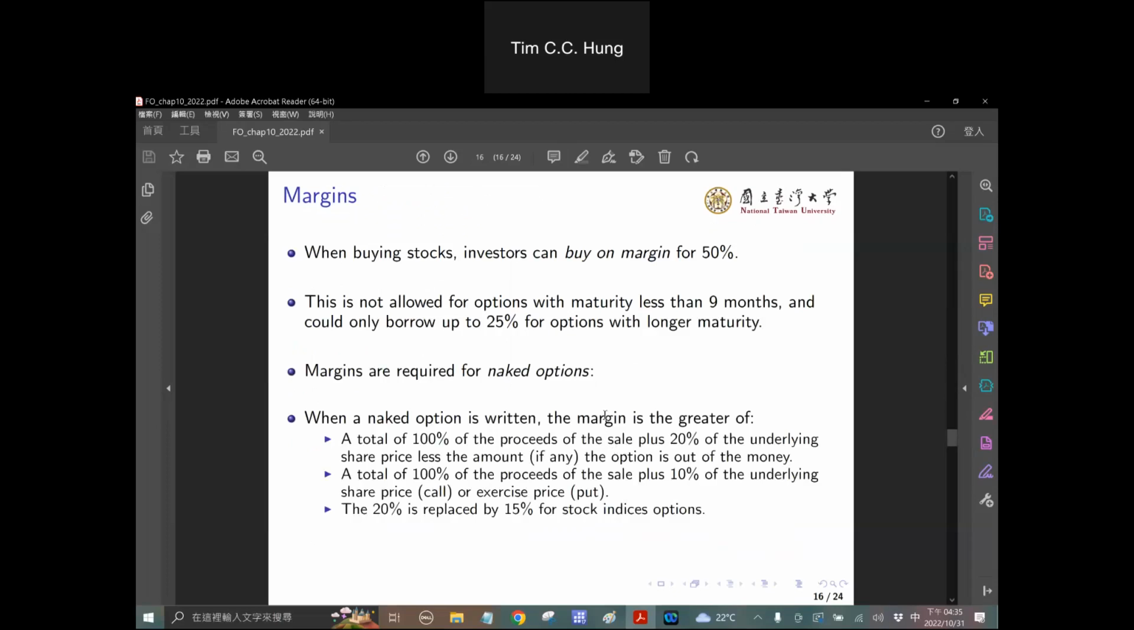It's not allowed to buy on margin. It's not allowed to borrow money to buy. You can still buy.